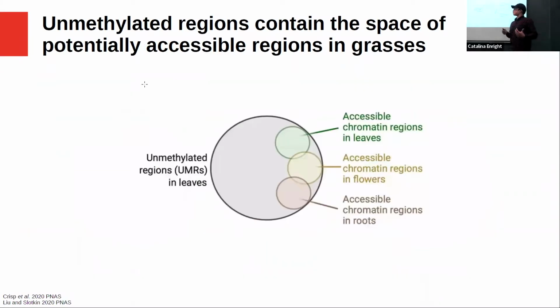Another important chromatin state is DNA methylation. A recent paper in grasses showed that if you look at the chromatin state across different tissues, you can see that the accessible regions are all unmethylated. And what we also know is that DNA methylation state across developmental time is very stable. So the suggestion is that if we can predict DNA methylation in a specific tissue, then that could potentially capture the global, potentially accessible space across all tissues.